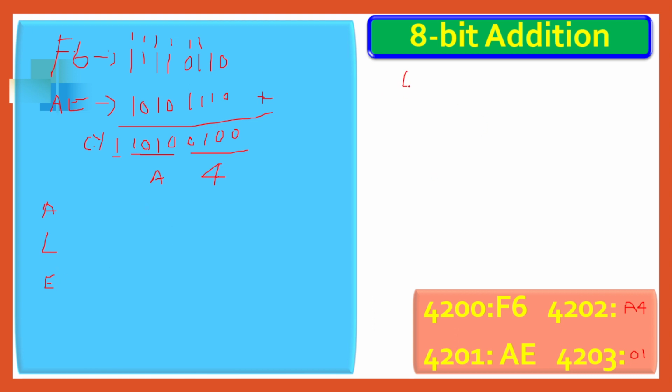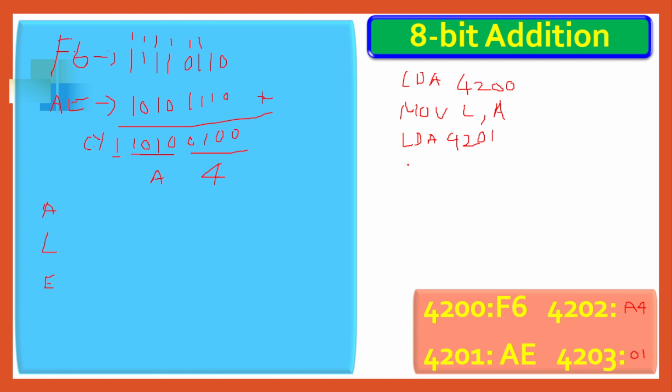So we'll start the programming: LDA, first memory. Because in addition we don't have precedence, A plus B equals B plus A. That's why we take the first number and copy it to the L register as per our algorithm: MOV L, A. Now take the second number in the accumulator, LDA 4201. For addition we follow this, but when you perform subtraction, we need to follow the precedence. So the first number minus the second number, in that case we have to follow the precedence.